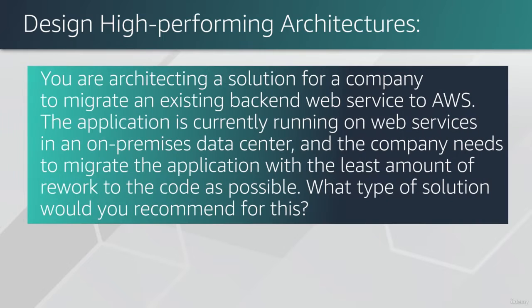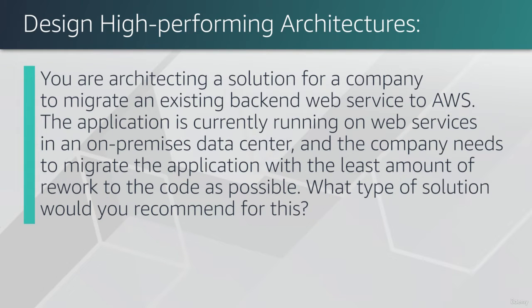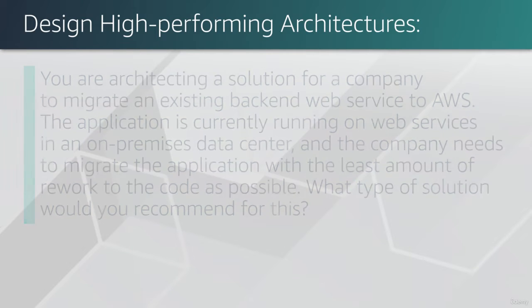Consider this scenario. You are architecting a solution for a company to migrate an existing backend web service to AWS. The application is currently running on web servers in an on-premises data center, and the company needs to migrate the application with the least amount of rework to the code as possible. What type of solution would you recommend for this?